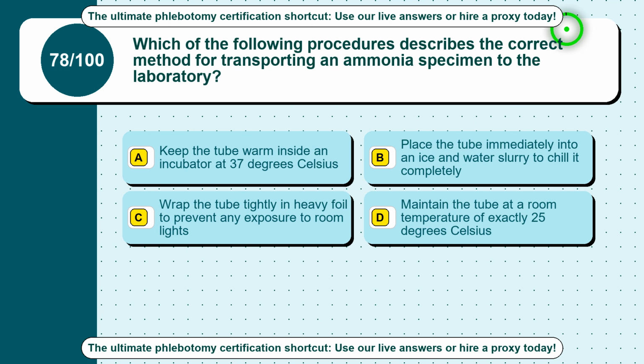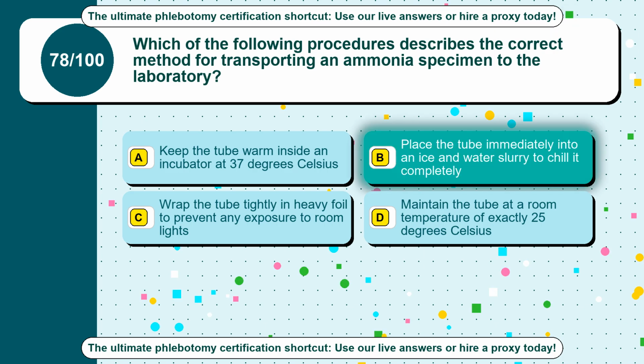Question 78. Which of the following procedures describes the correct method for transporting an ammonia specimen to the laboratory? Option A, keep the tube warm inside an incubator at 37 degrees Celsius. Option B, place the tube immediately into an ice and water slurry to chill it completely. Option C, wrap the tube tightly in heavy foil to prevent any exposure to room lights. Option D, maintain the tube at a room temperature of exactly 25 degrees Celsius.